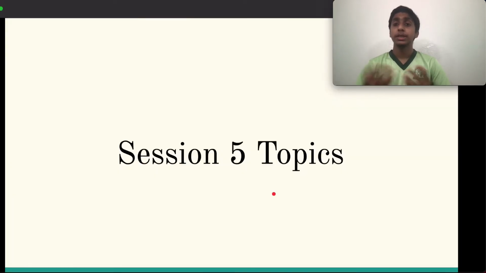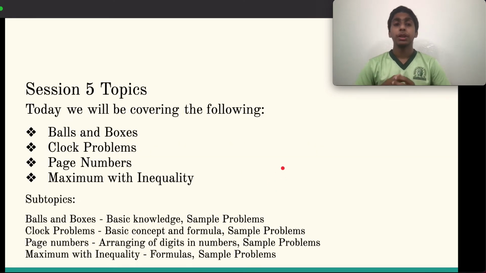Okay, so what exactly are we learning in today's session? Today we'll be covering the following broad problem topics. These are basically types of problems you're going to see in your MathCounts exam, and you need to be comfortable solving these problems. We'll be covering balls and boxes, clock problems, page numbers, and maximum with inequality. Underneath these problem types, we will have some subtopics.